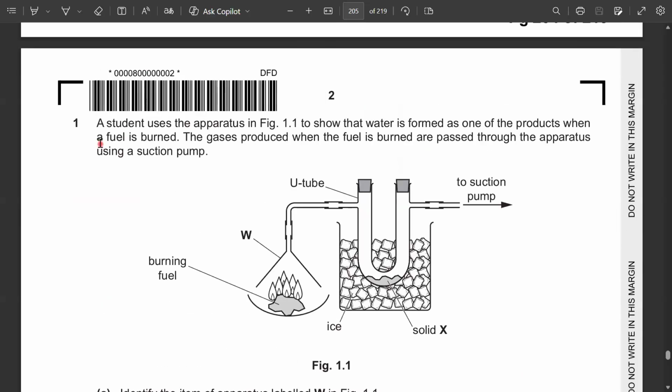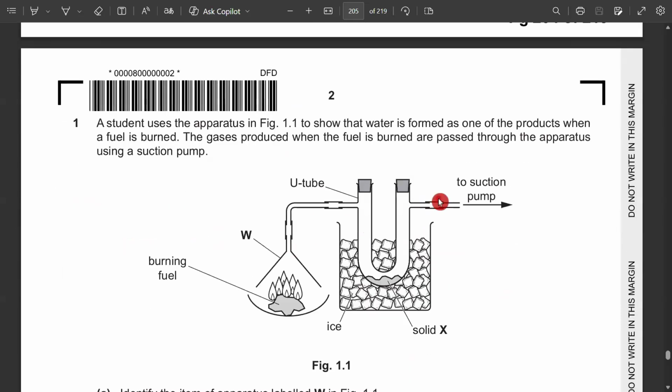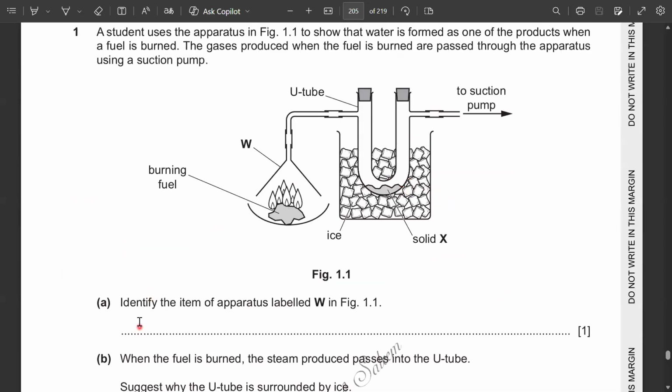Question number 1. A student uses the apparatus in figure 1.1 to show that water is one of the products. When a fuel is burned, the gases produced when the fuel is burned are passed through the apparatus using a suction pump. So this is the diagram of the apparatus.